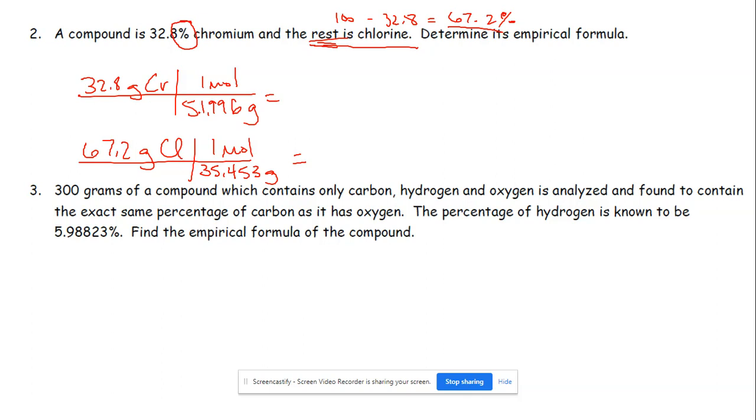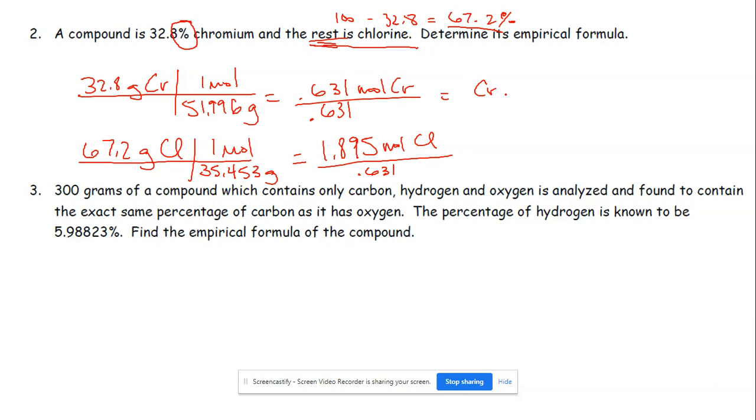Do these divisions. 32.8 divided by 51.996 gives us 0.631 moles of chromium, and 67.2 divided by 35.453 gives us 1.895 moles of chlorine. Next step, divide by the smallest. The smallest in this case is 0.631. So we're going to divide everything by 0.631. And I get 1 chromium and 3 chlorines. So our empirical formula, CrCl3.